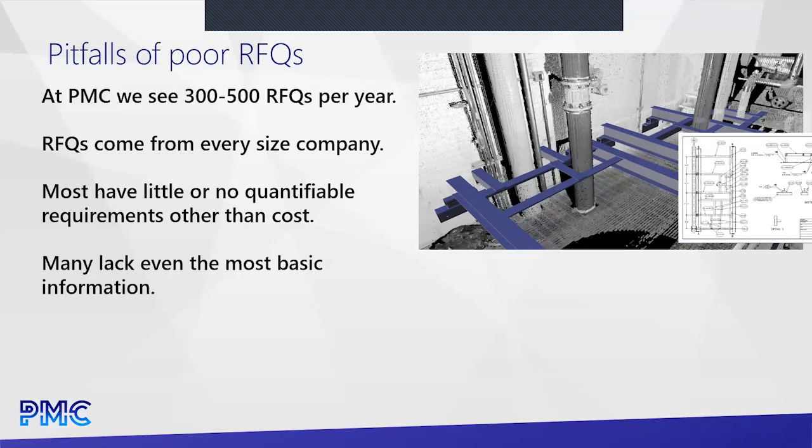It's shocking that most have no quantifiable requirement other than cost. So how these folks know what they're actually getting is kind of a mystery. And they lack sometimes even the most basic information about the site. We'll get a request, an email will come in, I just need my factory scanned, and that's it. They don't give even an address for the factory. They have no information about the site, right? These are difficult things to bid.